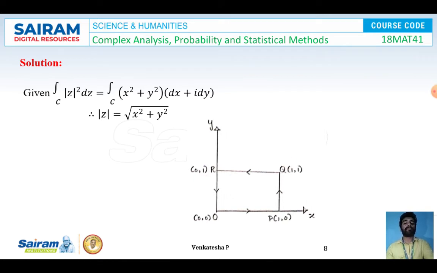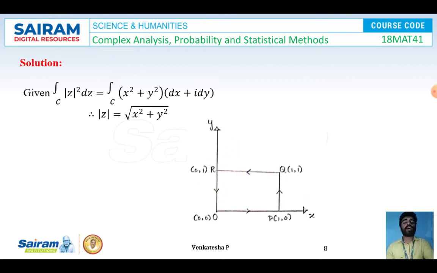I'm taking these points as O, P, Q and R, and joining all the points. I'm going to assume that the curve is moving from O to P, P to Q, Q to R and R to O. Hence we can say that the curve is divided into 4 regions mainly: one region is OP, one more is PQ, one more is QR, and one more is RO.